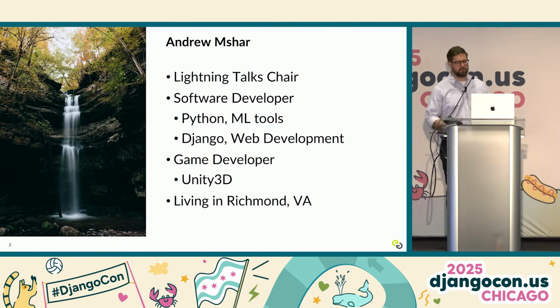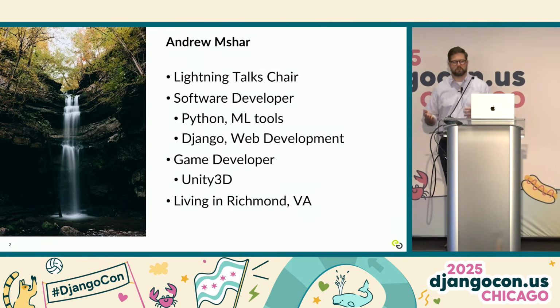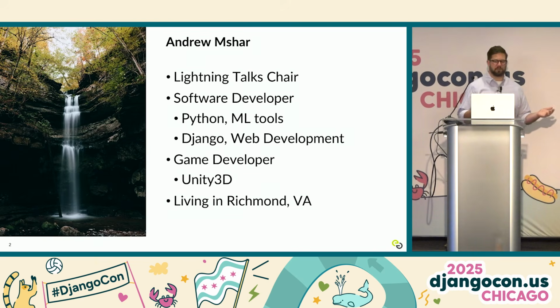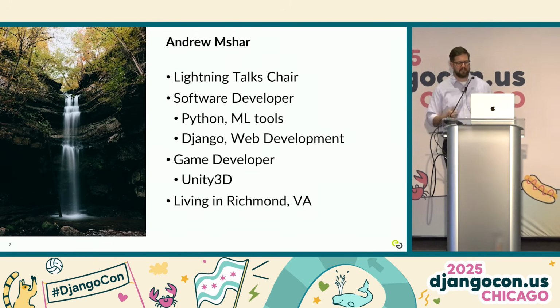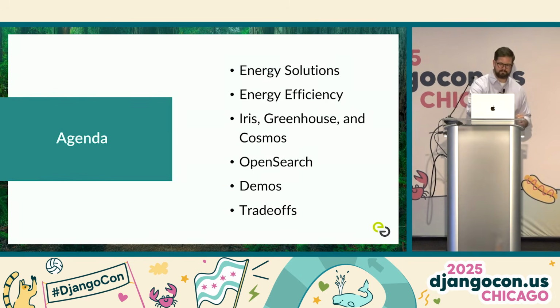I'm a software developer with a broad range of skills. I've been doing Django for about 10 years now. I've also had other experience in Python with machine learning tools. This was before the big LLM craze, so much more binary classification than anything. I'm also a game developer. I've been doing that for about 15 years, primarily with Unity 3D, and I currently live in Richmond, Virginia.